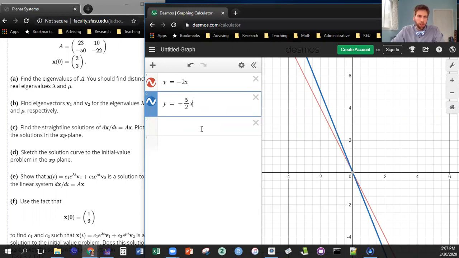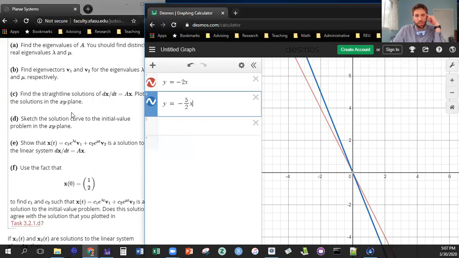Now let's sketch the curve of the initial value problem. I'm going to come back to that because we'll see that I can find an analytic solution to that. So here, now notice, by the way, that this red line corresponds to an eigenvalue of 3, which would be going further away. And the blue line corresponds to an eigenvalue of -2, which would be going towards the origin.